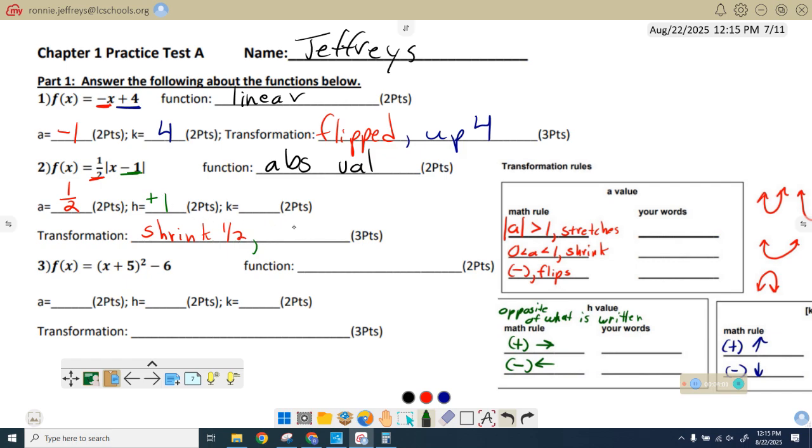Okay? So, when it's positive, it goes to the right 1. Now, K would be right here. Do we actually have a K value? No. 0.